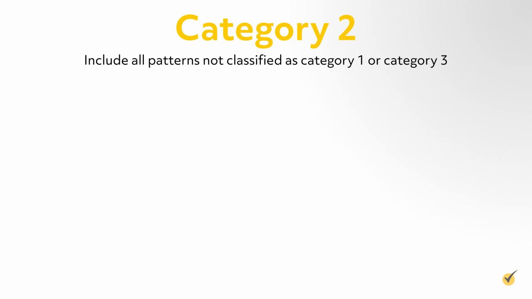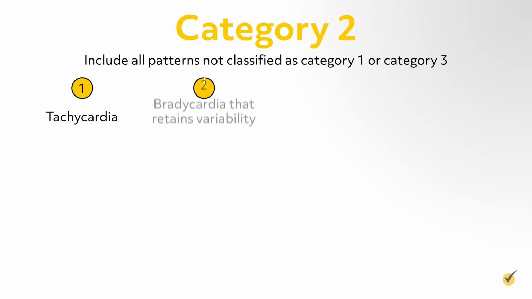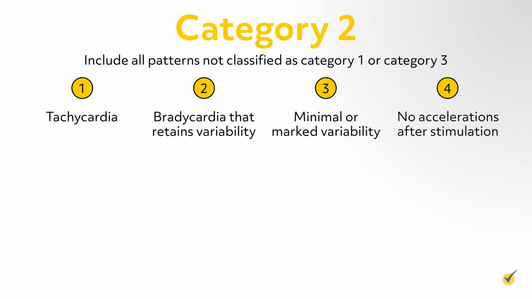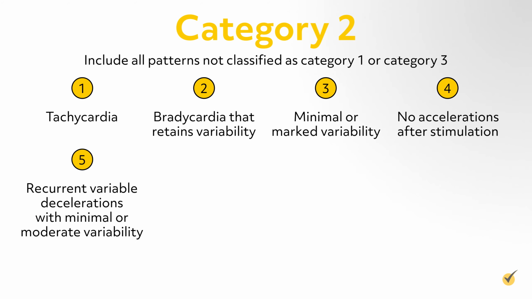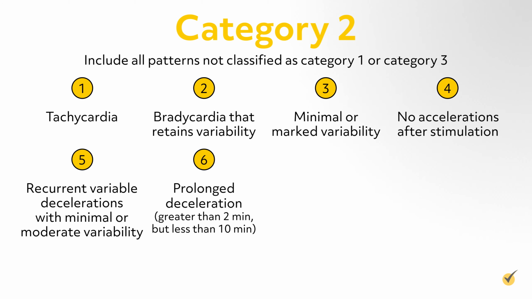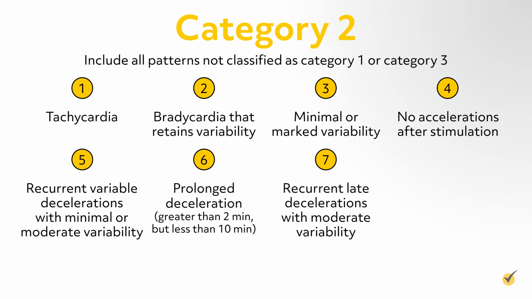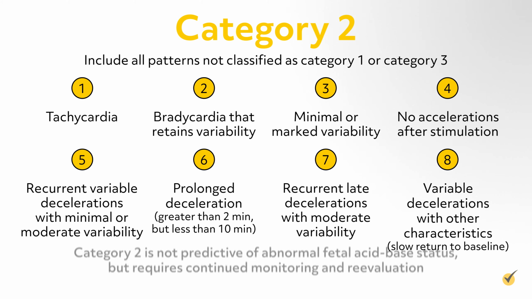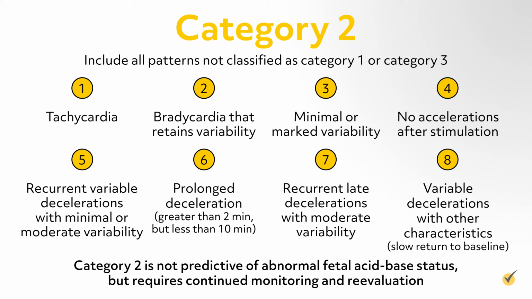Category 2 can include any of the following: tachycardia, bradycardia that retains variability, minimal or marked variability, no accelerations after stimulation, recurrent variable decelerations with minimal or moderate variability, prolonged deceleration, which is greater than 2 minutes but less than 10, recurrent late decelerations with moderate variability, and variable decelerations with other characteristics such as slow return to baseline. Category 2 is not predictive of abnormal fetal acid-base status, but requires continued monitoring and reevaluation.